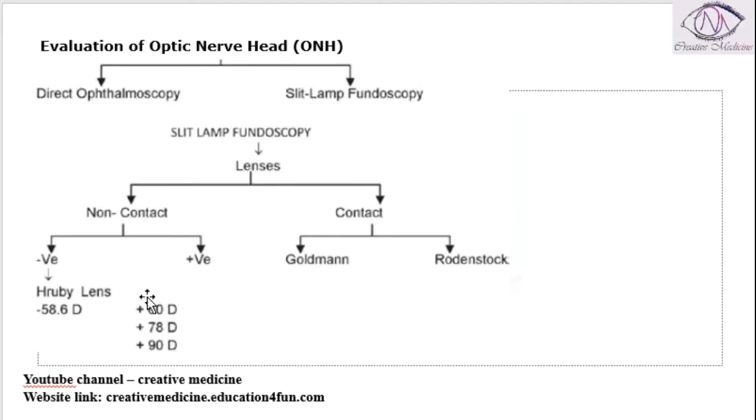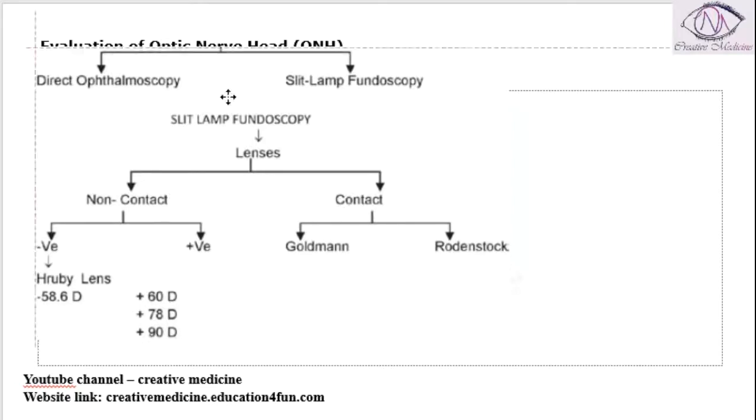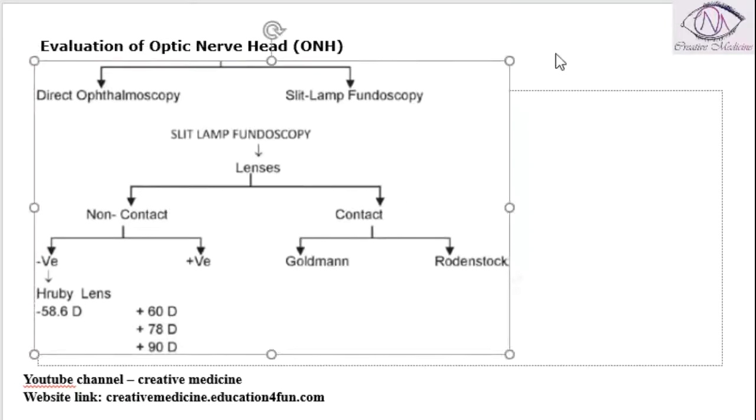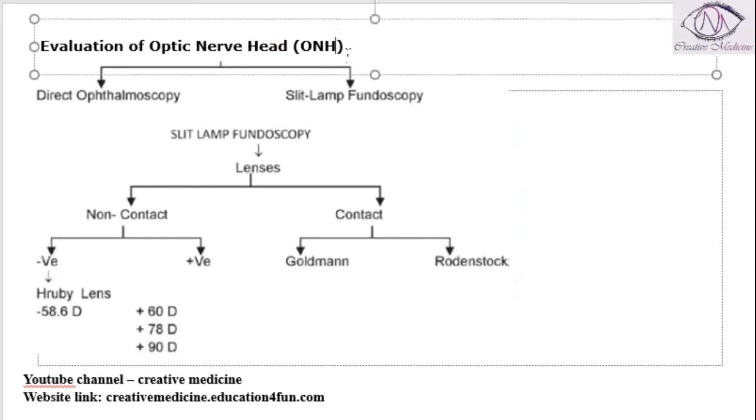In non-contact lens, we have negative type and positive type. Negative type is the Ruby lens, which has a power of minus 58.6 diopters, or we can also use plus lenses, which are plus 60, plus 78 and plus 90 diopter lenses. So these are non-contact lenses, whereas the contact lenses used in slit lamp fundoscopy are Goldmann's and Rodenstock, which are the contact lenses used in slit lamp biomicroscopy.